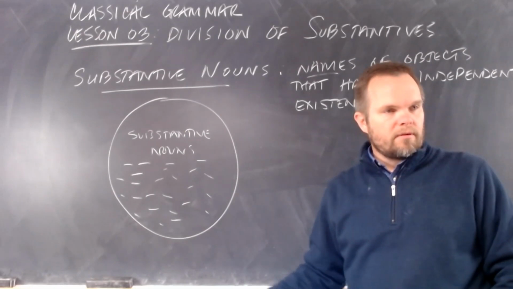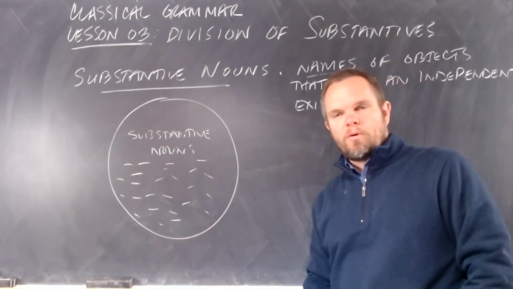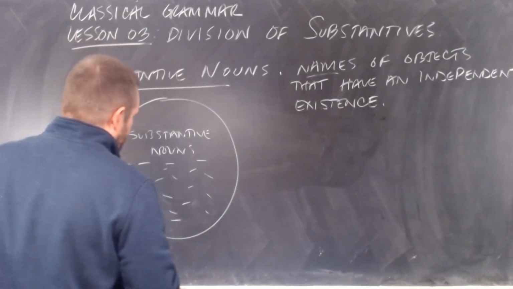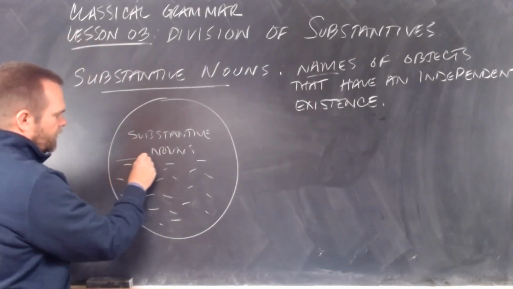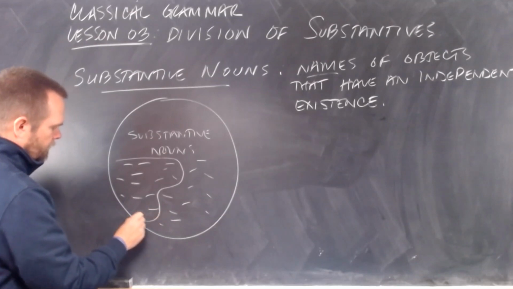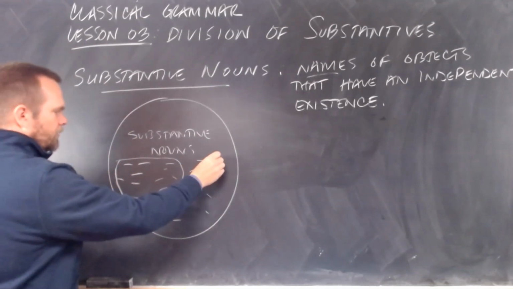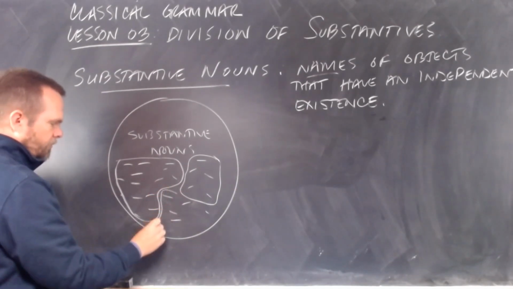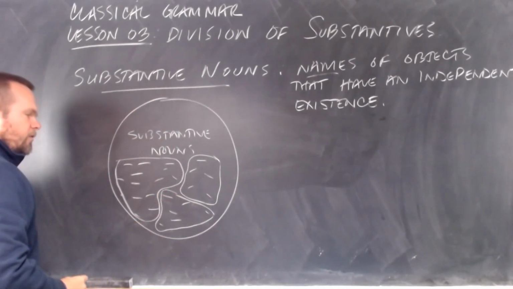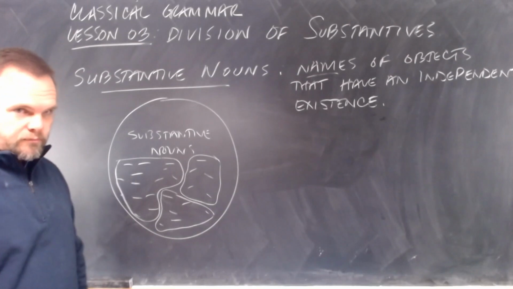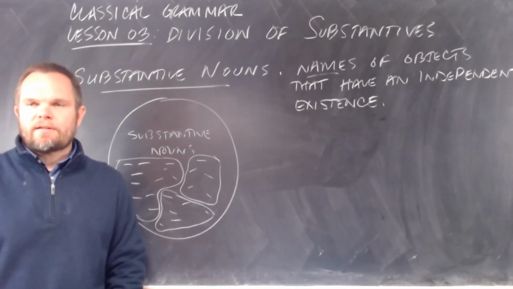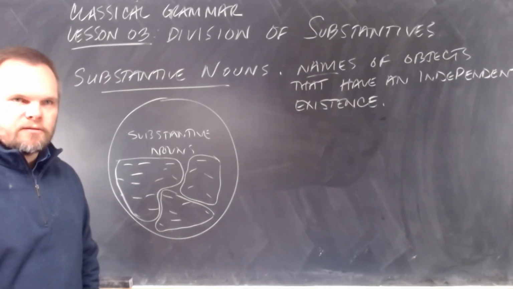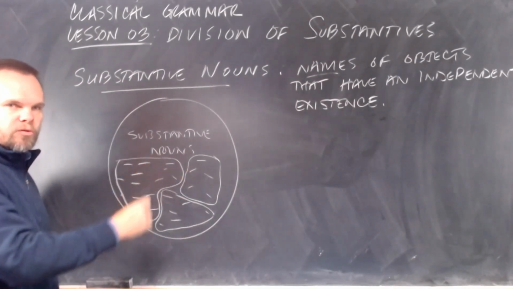Can these nouns be divided into smaller groups? The answer is yes. We can take substantive nouns and find that all of these nouns belong to one group, all of these nouns belong to another group, and these nouns belong to another group, and we can have divisions of substantive nouns. And we can understand substantive nouns more clearly by studying the individual groups.